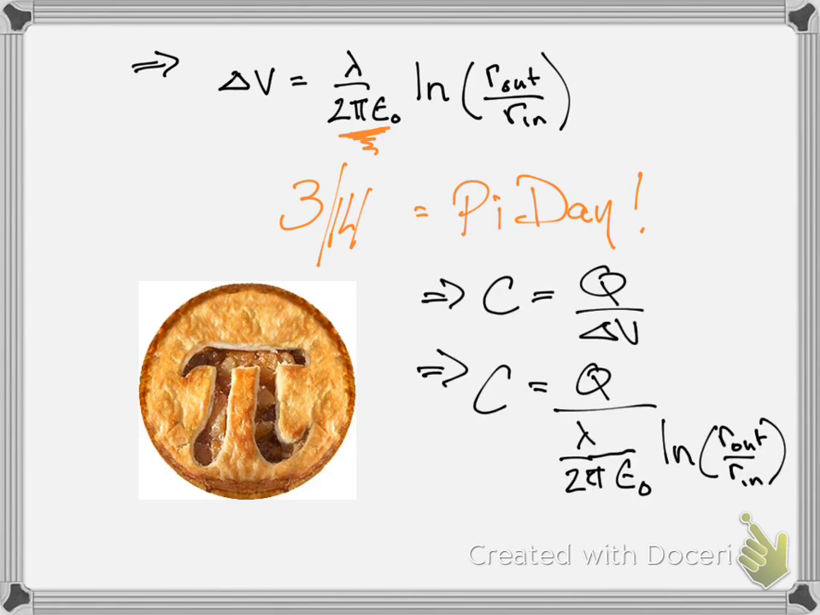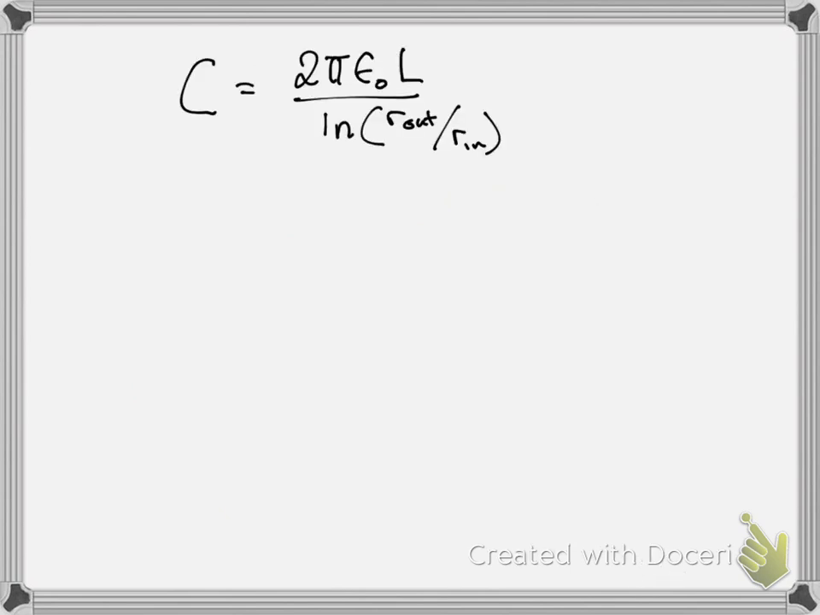So if we just plug that delta V into the definition of capacitance, we get this quantity here. And then remember that lambda is charge per unit length. So I will now simplify, remembering that lambda is charge per unit length, to get the capacitance of a cylindrical capacitor: 2 pi epsilon 0 L over the natural log of the ratio of their radii.